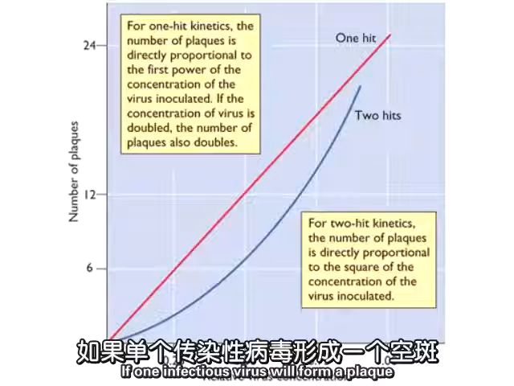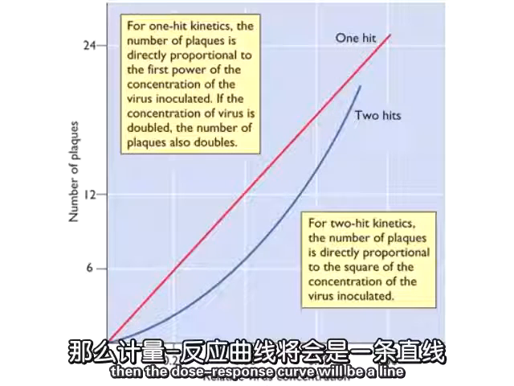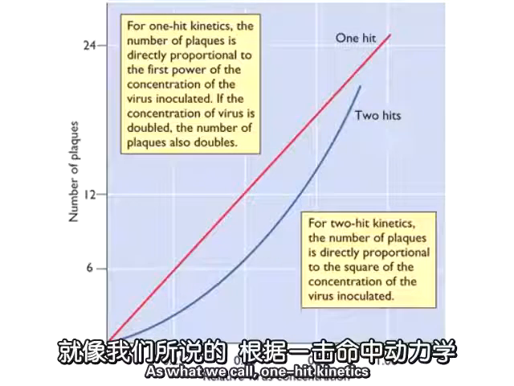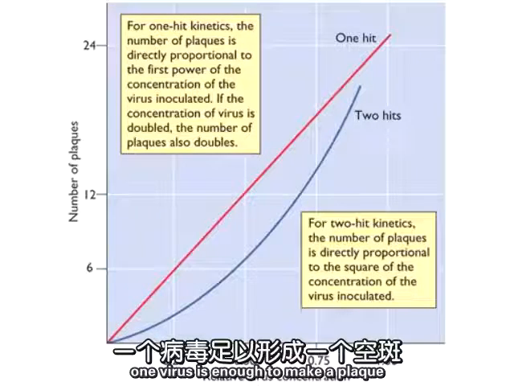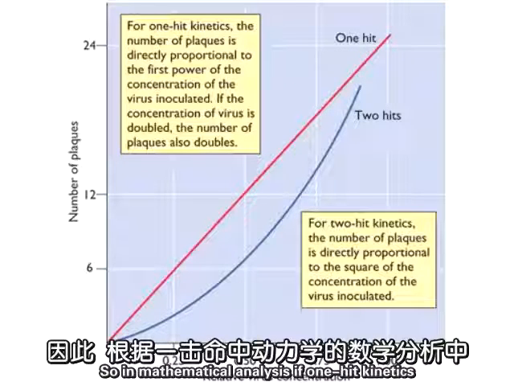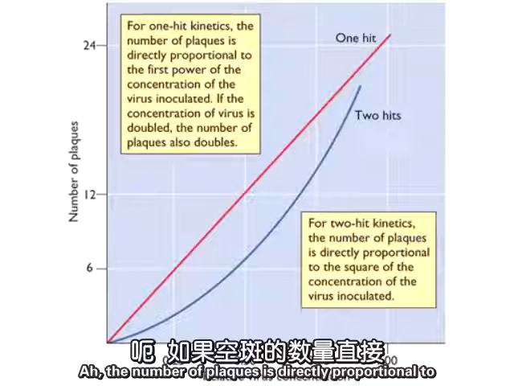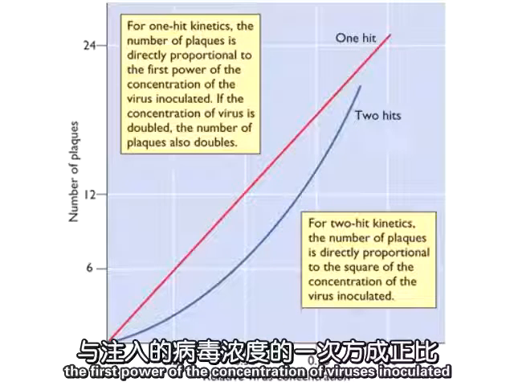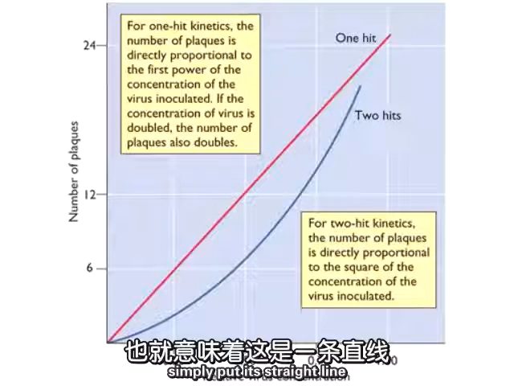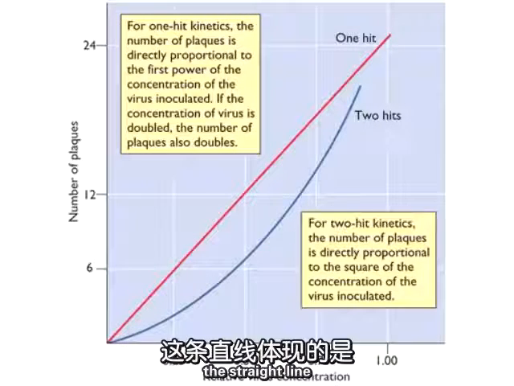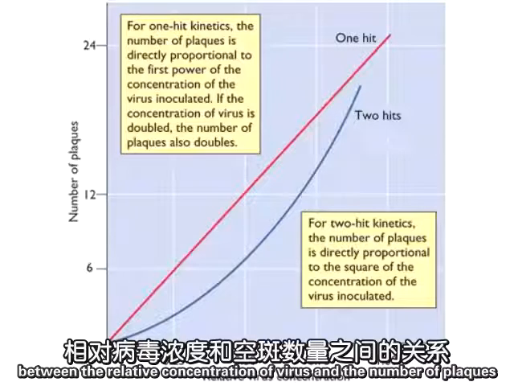If one infectious virus will form a plaque, then the dose-response curve will be a line. That's what we call one-hit kinetics. One virus is enough to make a plaque. So in mathematical analysis of one-hit kinetics, the number of plaques is directly proportional to the first power of the concentration of virus inoculated. Simply put, it's a straight line. The straight line between the relative concentration of virus and the number of plaques.